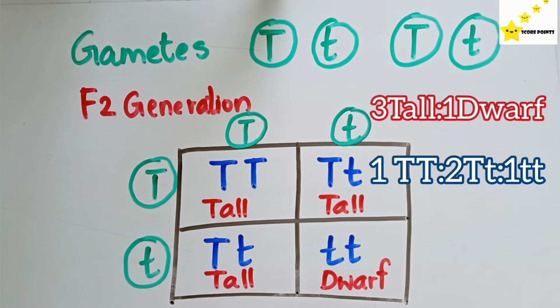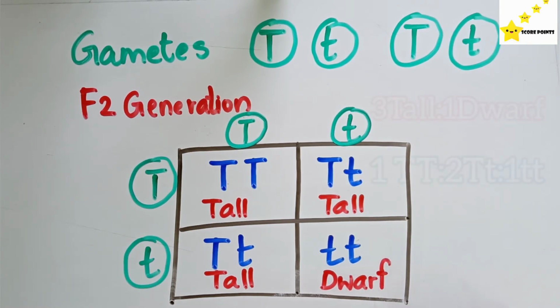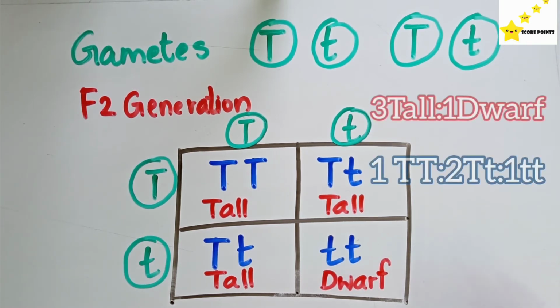First one is the phenotype, or the external morphological character. The phenotypic ratio is 3 tall to 1 dwarf. You can observe that there are 3 tall and 1 dwarf character. So the ratio becomes 3 tall is to 1 dwarf.